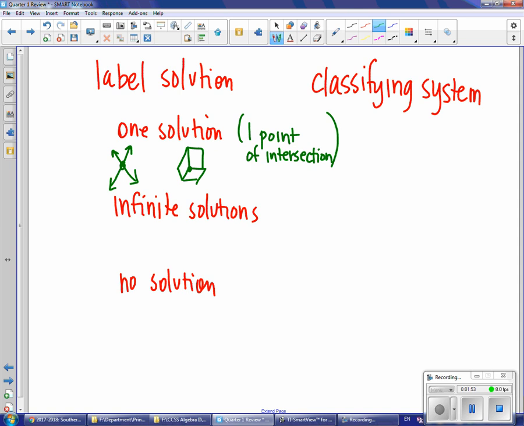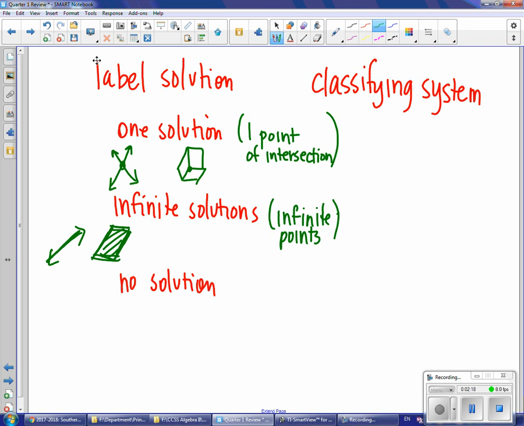If there are infinite solutions, that means that there are infinite points of intersection. And so those infinite points could be on a line. So for example, if you're dealing with a system of 2 lines, it could be that the 2 lines are the same. Or maybe you're dealing with planes and all 3 planes are the same. They all overlap each other.